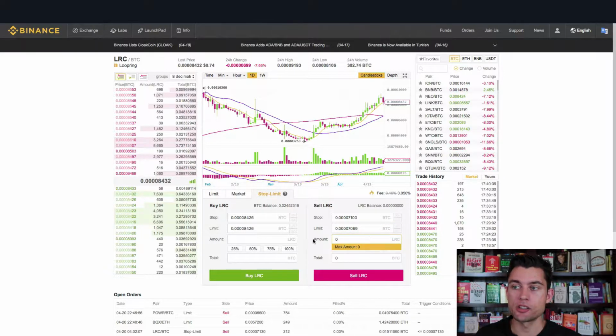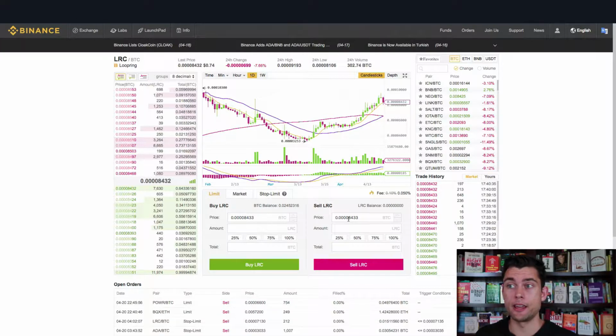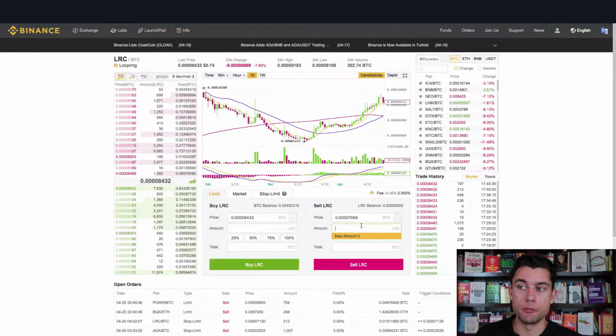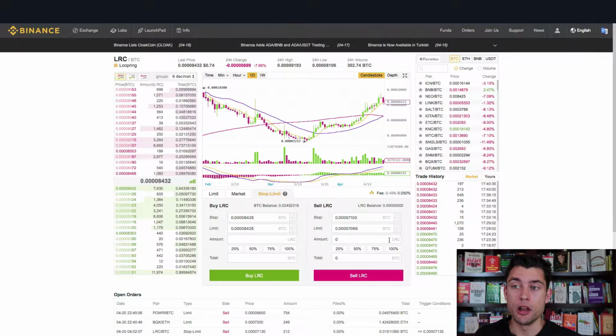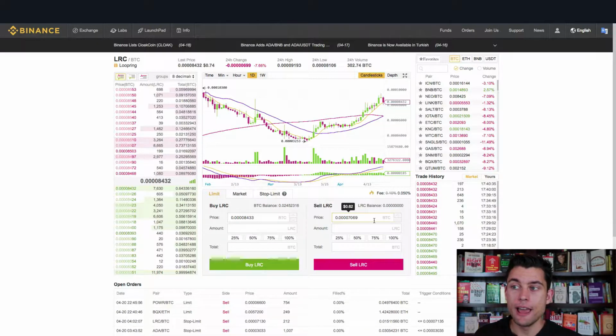Now I've already created this, so you just put however much you want and you click sell your Loop Ring or sell your cryptocurrency. And the reason you want to have a stop limit order instead of just doing a limit order and saying, okay, I'm going to sell my Loop Ring at 7069 and then I'll put in my amount, is because if you just did a limit order and put your limit order to sell at this price, which is much lower than this price right here, and you click sell, then it will just automatically sell your crypto for the market price.